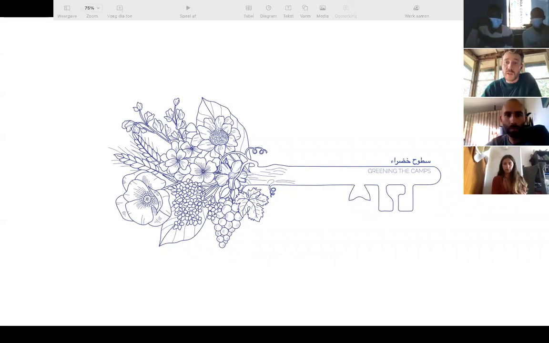So end of 2016 kind of started into 2017, and out of this, together with my friends, we set up this organization called Greening the Camps, Sutuh al-Khadra in Arabic, with this remarkable logo, which symbolizes the key of return, one of the strong symbols of Palestinian resistance. Most of the refugees still have the key to their original house. It might be more common to refugees from other areas of the world, not aware of this, but definitely for Palestinians, they would keep the key to their house even after 70 years. And then this key has these flowers and plants to indicate a new future of blossoming hope, basically.